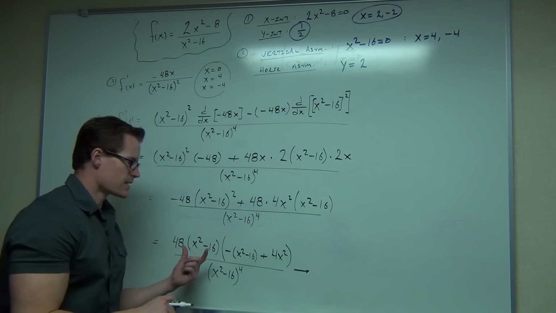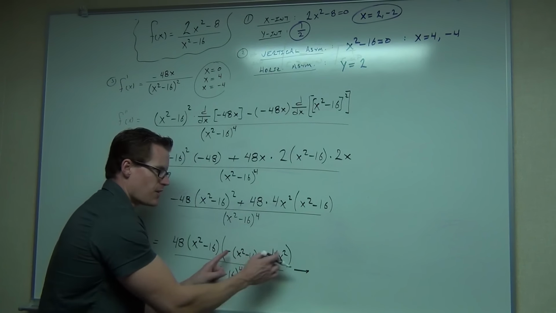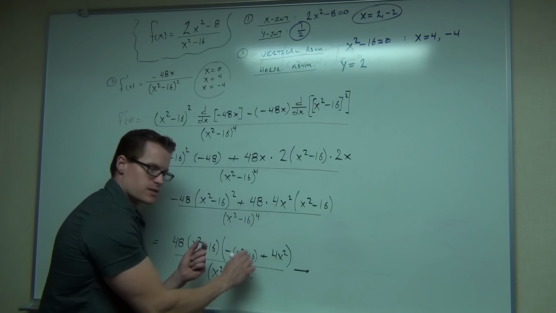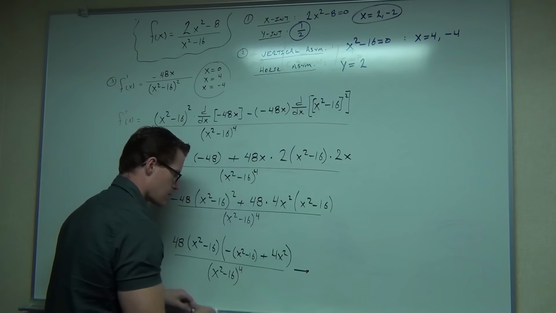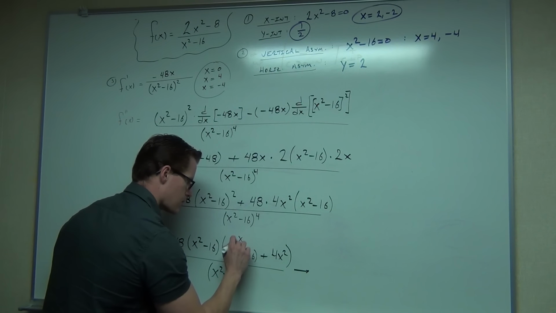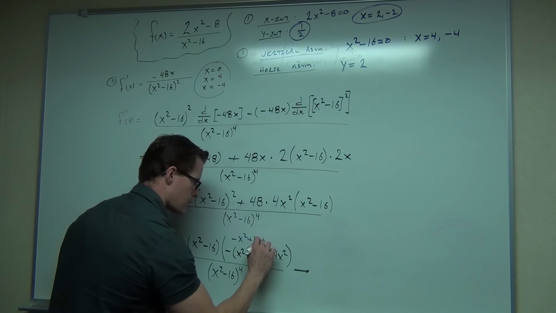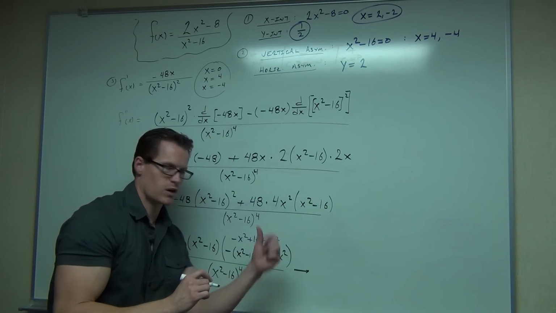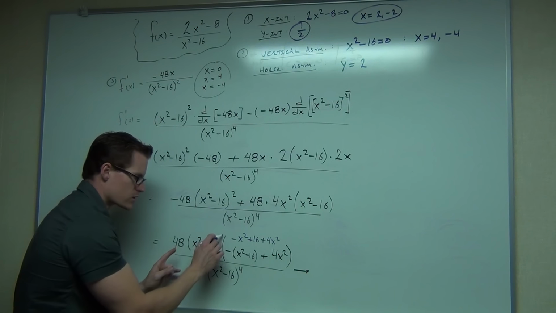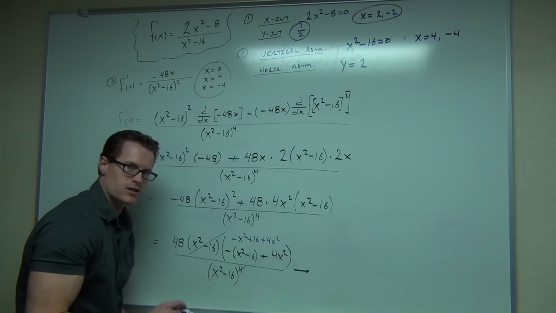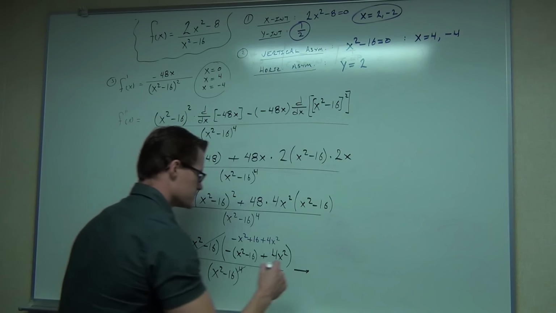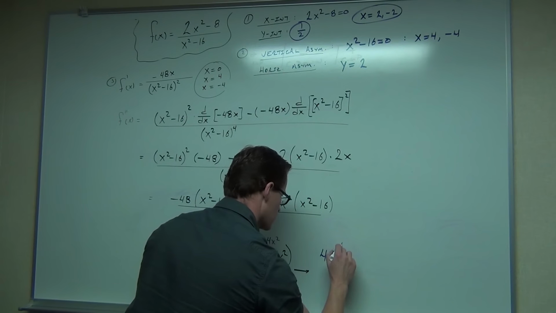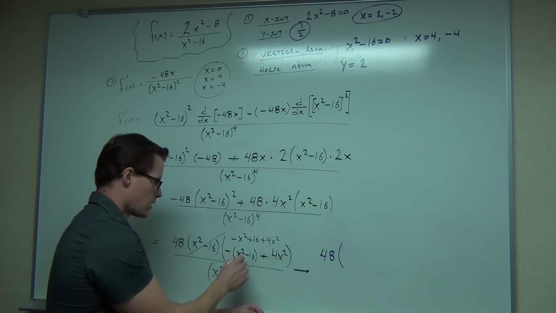Almost done. One last little step. What we're going to do is simplify this a little bit. If you look at that, that's negative x squared plus 16 plus 4x squared. That's 3x squared plus 16. Also, we're going to simplify out one factor of x squared minus 16. So part of that is gone.